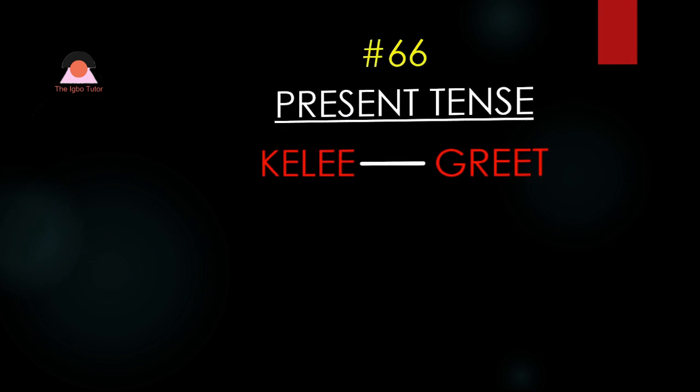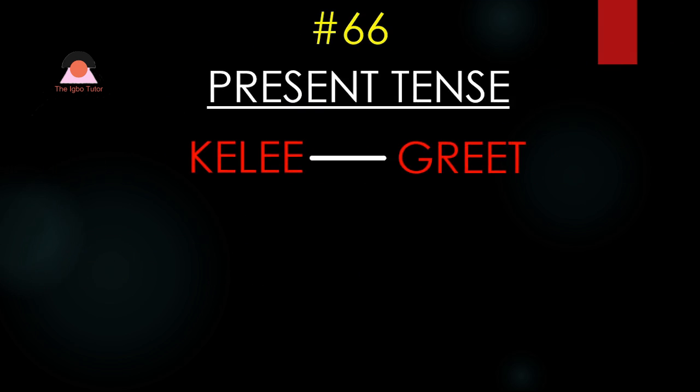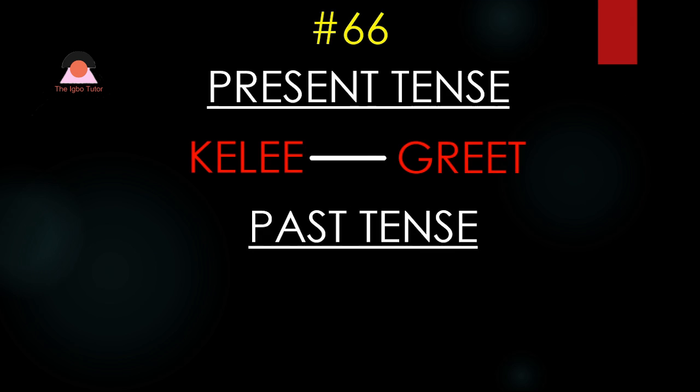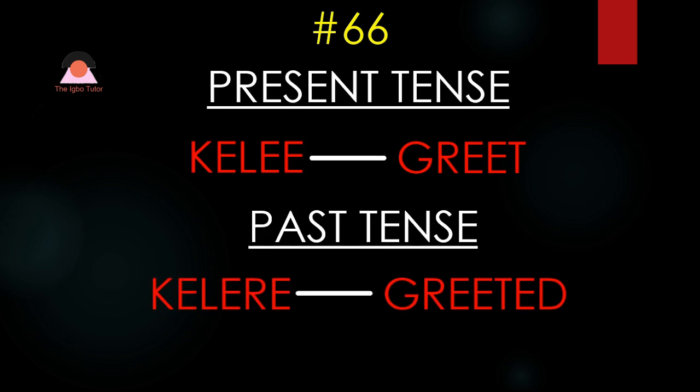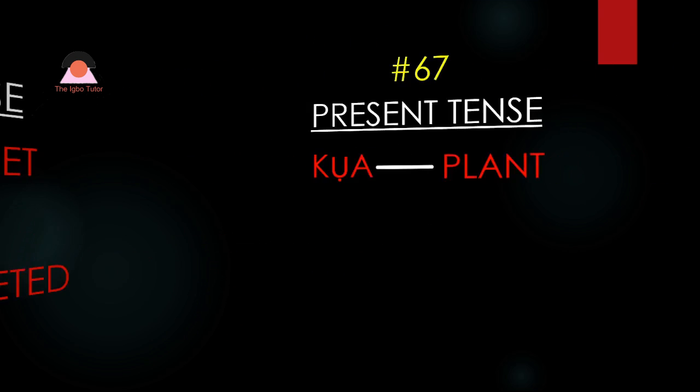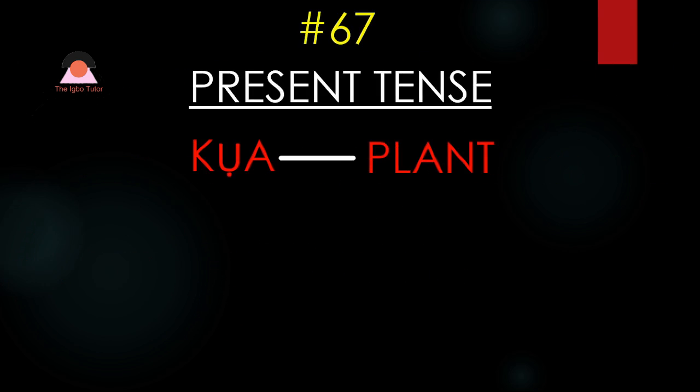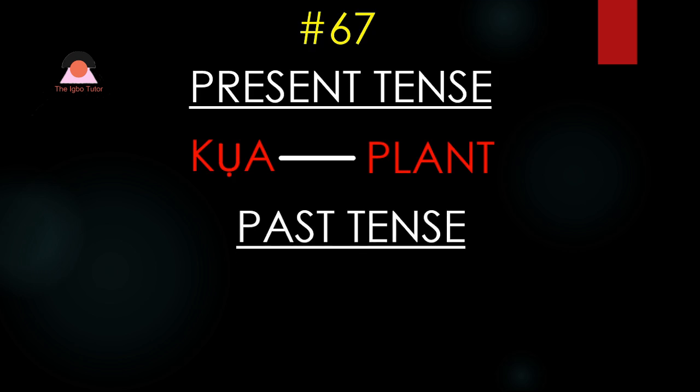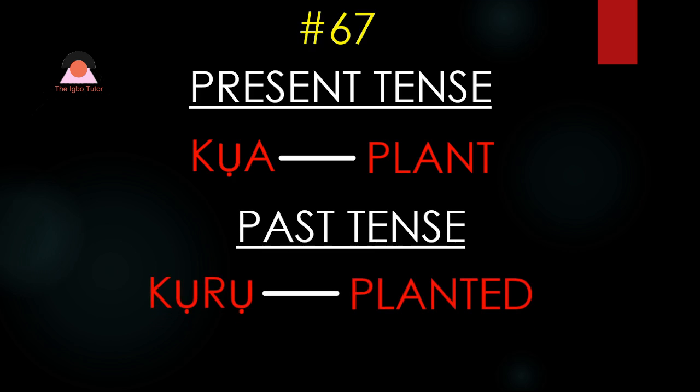All right, let's go. 66. The word is kele, which means greet or salute. What is the past tense of kele? The past tense is kelere. Kelere, greeted. We are going. 67. The word is koa. If you choose to replace a with o with dot under, it sounds koa, but in this case it's koa. Both have the same meaning, plant. Okay, let's look at the past tense of kwa is koro. Koro, planted.